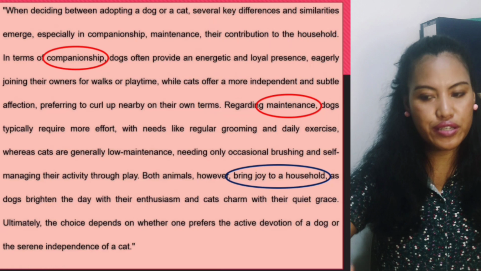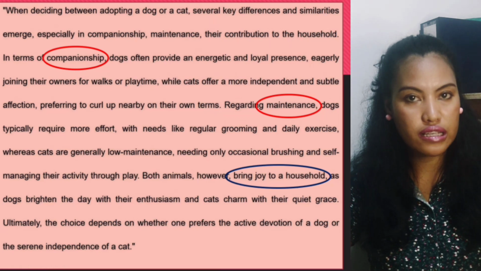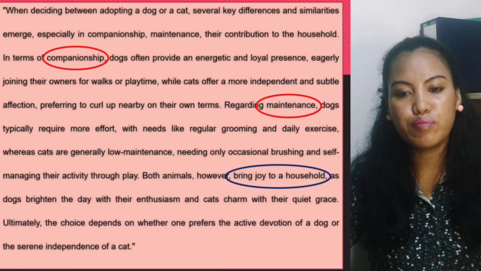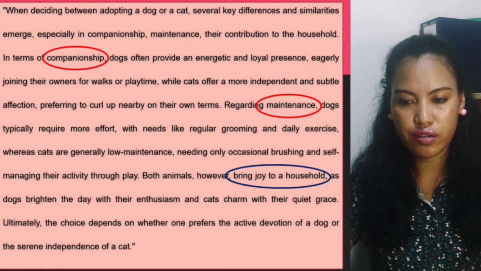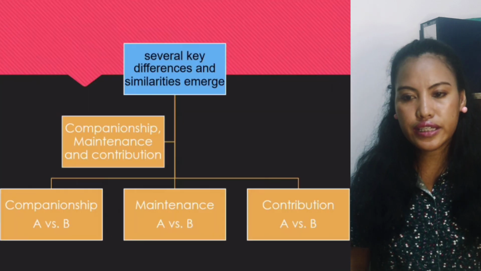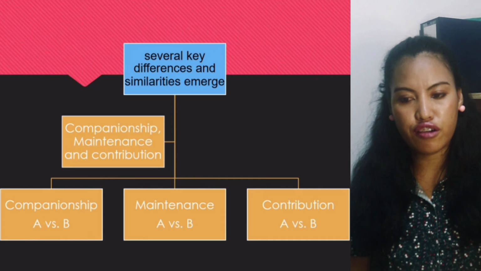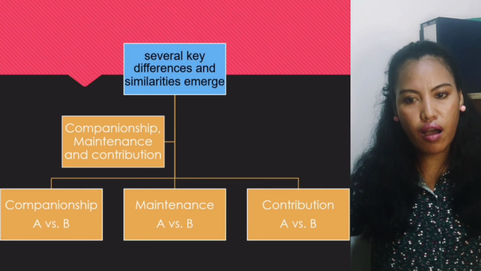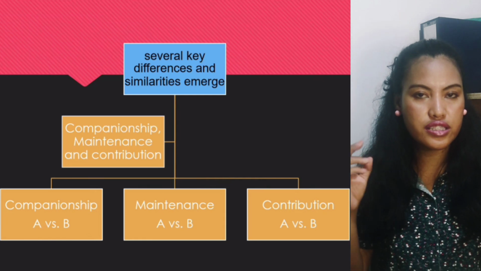I hope you get the point about alternating points, or the point-by-point structure of organization. Let's look at the distribution of what I was talking about. On the topmost box, we see the topic sentence.